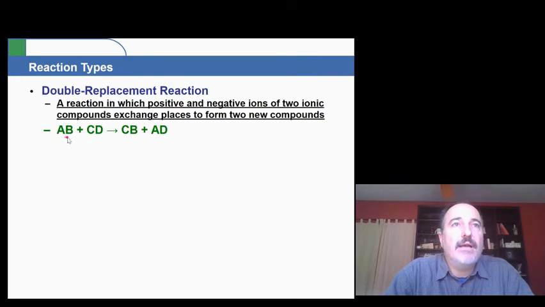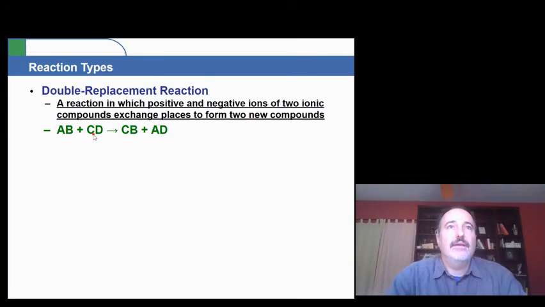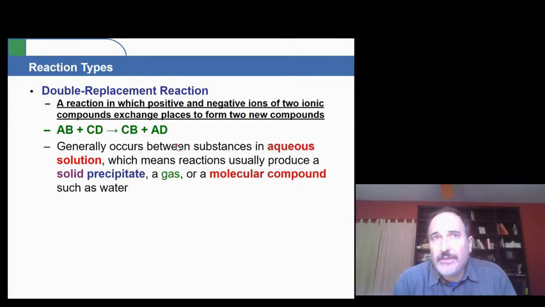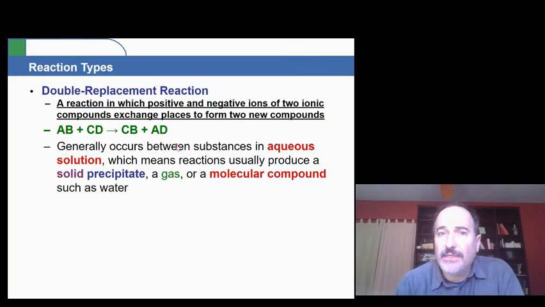So here you have the compound AB and CD. A and C switch, and you end up with C now reacting with B and A now reacting with D. Now this generally occurs between substances in aqueous solution.